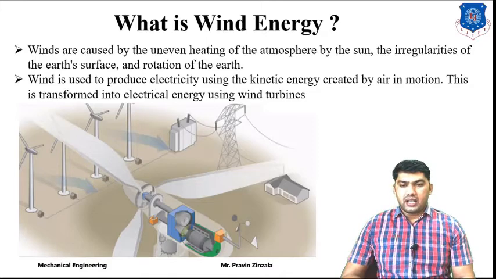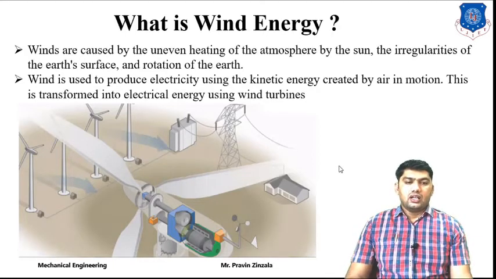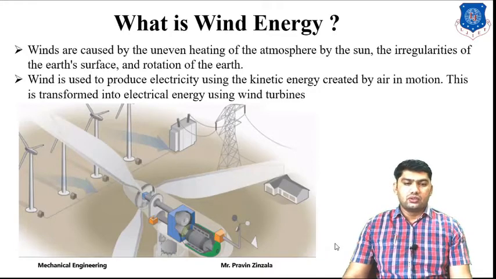Wind is generally used to produce electricity using the kinetic energy created by air in motion. This is transformed into electrical energy using the wind turbine. The component used for conversion of wind energy, or air in motion, into electricity is called a wind turbine or windmill. This is the basic structure of a windmill. Whenever air strikes the rotor, it starts to rotate and rotates the shaft. The shaft is connected to the gearbox, the gearbox is connected to the generator, and the generator produces electricity. So there are many components used for conversion of wind energy into electricity.